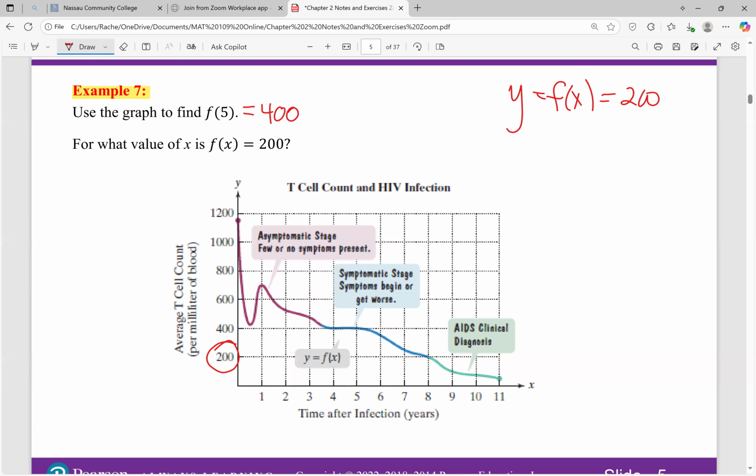So we go to 200, right? And let's see where we hit the graph. If we go all the way to the right, we hit it at that point here, which corresponds to an X value of 8 years after infection. So this is a nice example because this graph represents something realistic. It's the average T cell count as a function of time after infection. And we were able to answer questions based off of the graph, and we were using function notation, which I introduced above. So this is a nice example.